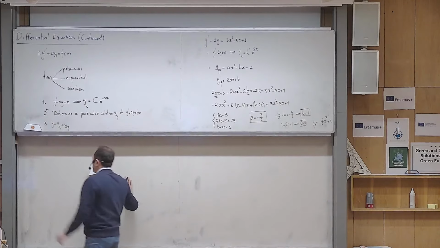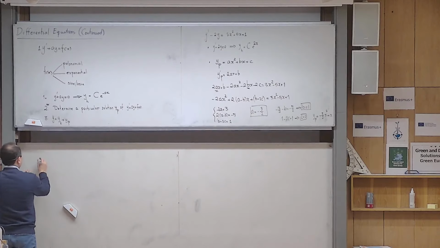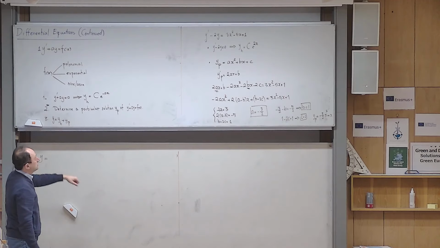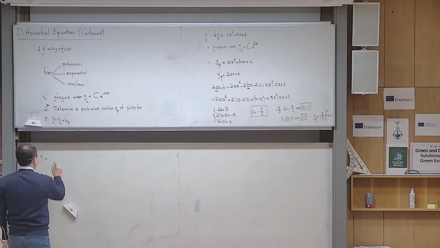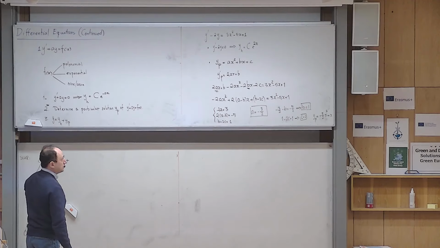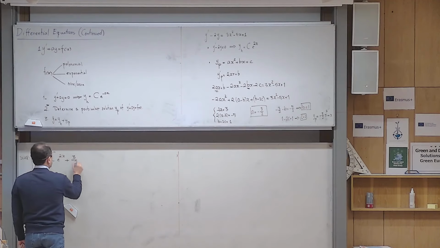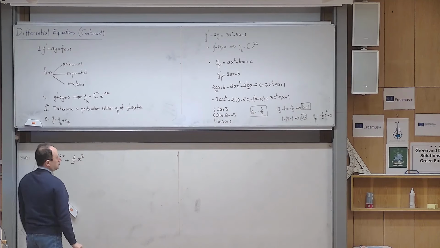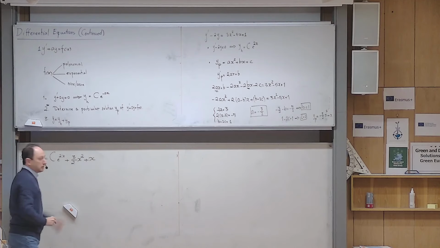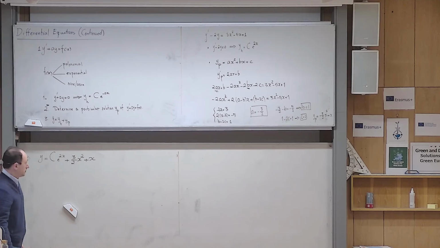The third part of the algorithm is just to add them up. So this is the answer that you have to provide for this problem. y is yh, which is on the board, it is ce to the power of 2x. And then I have plus yp, which is minus 3 over 2 x squared, and then, of course, plus x. This is the general solution of this differential equation. And I hope that you agree with me that even though the differential equation was not hard, it was not easy to guess this answer.